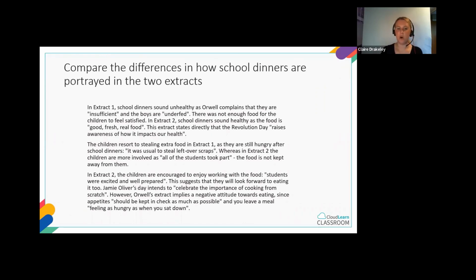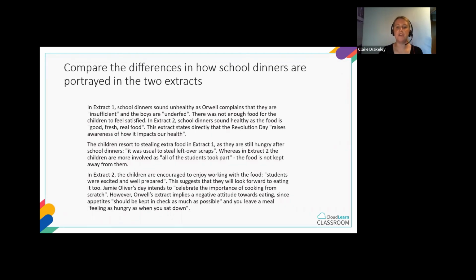In extract 1, school dinners sound unhealthy as Orwell complains that they are insufficient and the boys are underfed. There was not enough food for the children to feel satisfied. In extract 2, school dinners sound healthy as the food is good, fresh, real food. This extract states directly that the Revolution Day raises awareness of how it impacts our health. The children resort to stealing extra food in extract 1 as they are still hungry after school dinners. It was usual to steal leftover scraps.